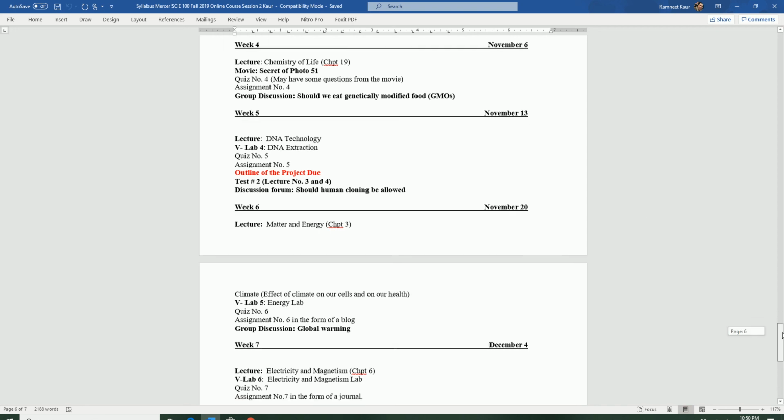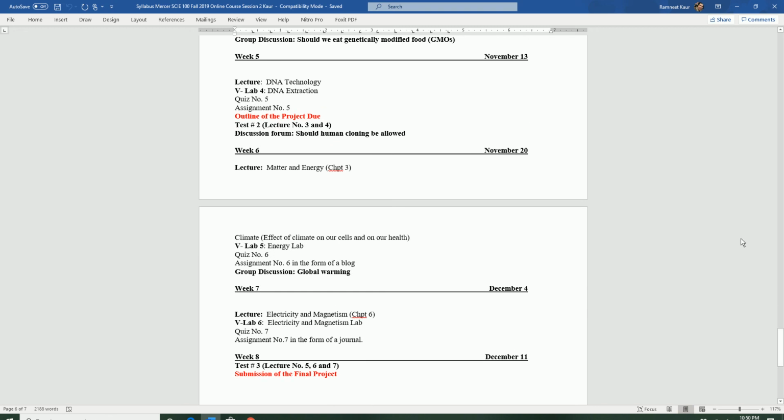Entering week number 5. Let's see what we're going to do in week number 5. In week number 5, we are going to talk about DNA technology. Oh my God, this is really a very interesting topic. So in this week, you will learn how DNA technology can be used to solve various problems which are solved by forensic scientists.